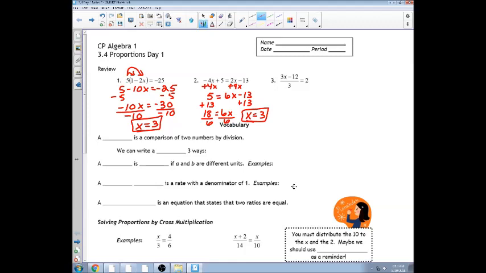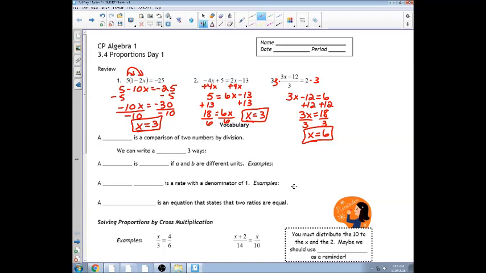Number 3. Remember now that if there is a large fraction bar, just like this problem has, I need to multiply by 3 first. That would leave me with 3x minus 12 is equal to 6. Now I need to get x by itself, so I'll add 12. So 3x equals 18. Divide by 3. X equals 6. Hopefully you did pretty well on those because those were review.